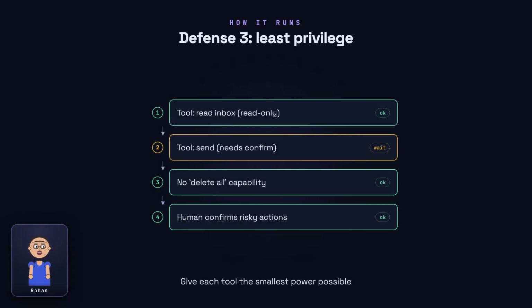Third, least privilege. Assume the model may be tricked and limit the blast radius. Give tools the narrowest scope that works. Read only where possible, human confirmation for anything destructive or outbound, and no god mode, delete everything capability at all. If injection succeeds, there should be little worth stealing.